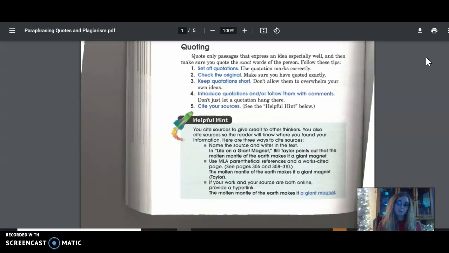Number 2, check the original. Make sure you have quoted exactly. Number 3, keep quotations short. Don't allow them to overwhelm your own ideas. And this is true with any type of writing that you're doing.